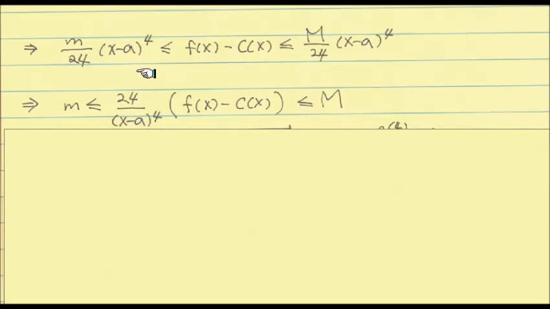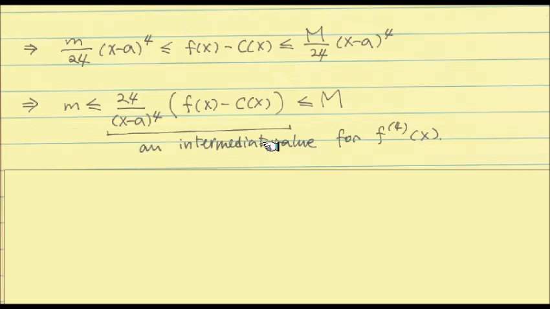Anyway, this quantity happened to be an intermediate value of little m and big M again. So we have this intermediate value right here. But think about this: little m and big M are not function values of f, but the maximum and minimum values of the fourth derivative.